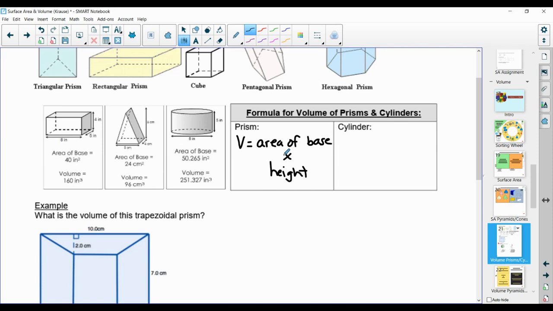So if you come across a trapezoidal prism or a hexagonal prism, you need to know that the formula is just the area of the base times the height. So if you know the area of a trapezoid, you can multiply by the height and you have the volume of the trapezoidal prism.